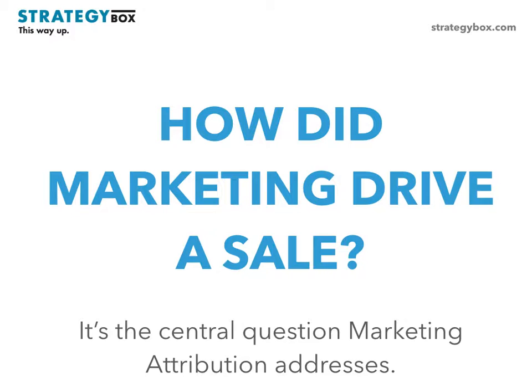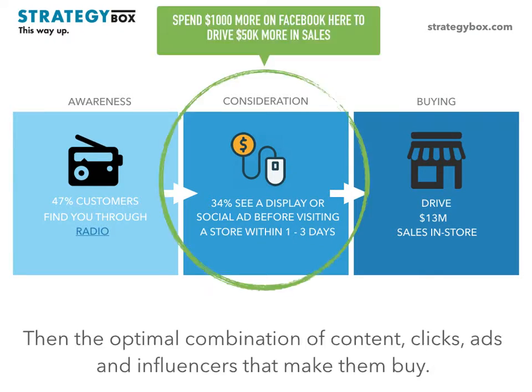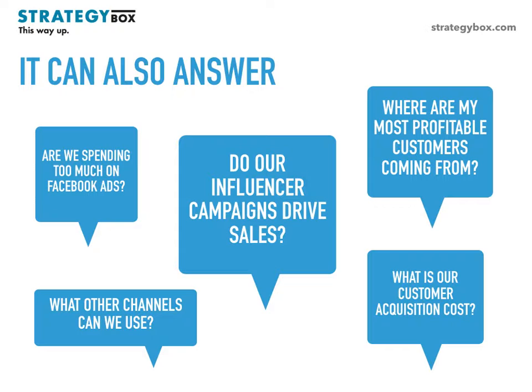So the number one question that marketing attribution addresses is, how did marketing actually drive a sale? And the way it does that is by establishing a path to purchase. So what's the path that your customer actually took from first encountering our brand to actually buying something online or walking into a real world store? And then hopefully it tells you, well, here's the optimal combination of content, clicks, ads, influencers, whatever that makes them buy.